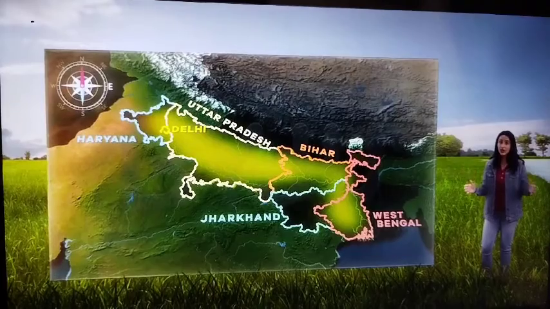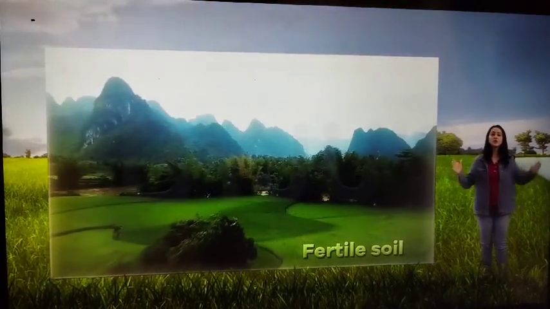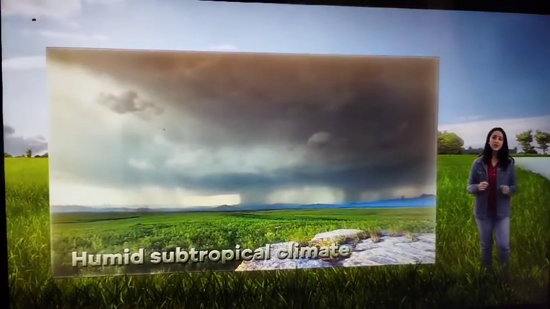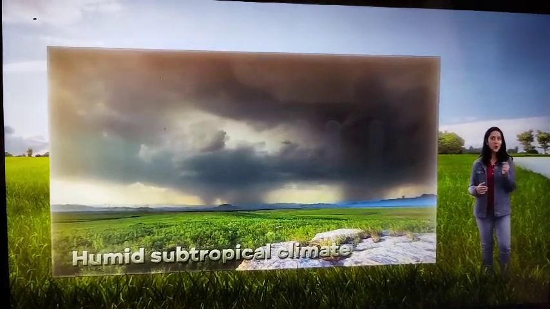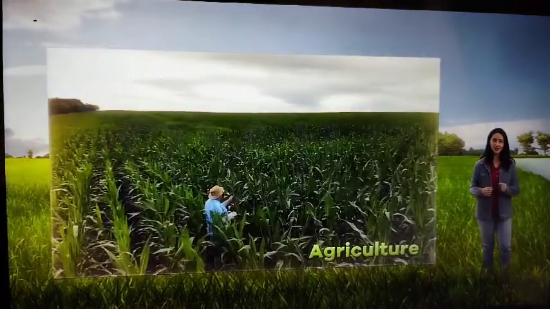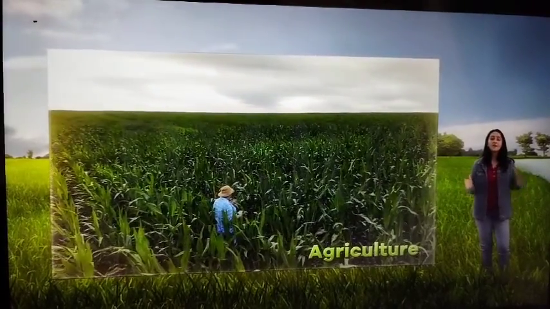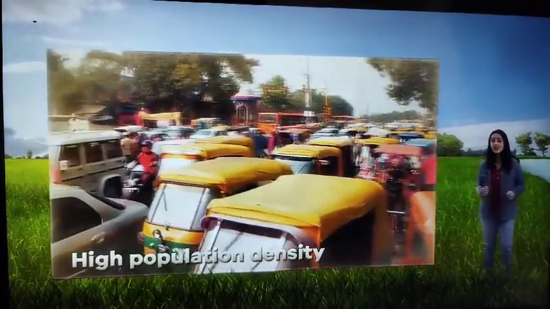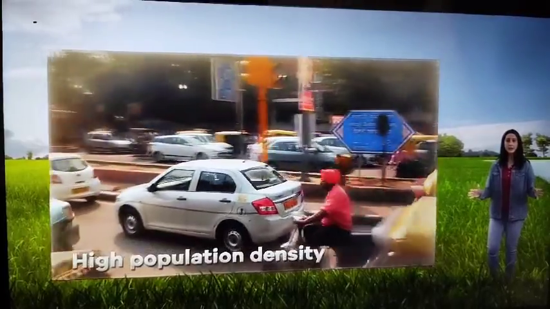Now that's a really large area. So you have a large fertile area. On top of that, most of this region has a humid subtropical climate, which is quite favorable for agriculture. So, what will be the result of this? A very high population density. This region is one of the most populated areas in the world.